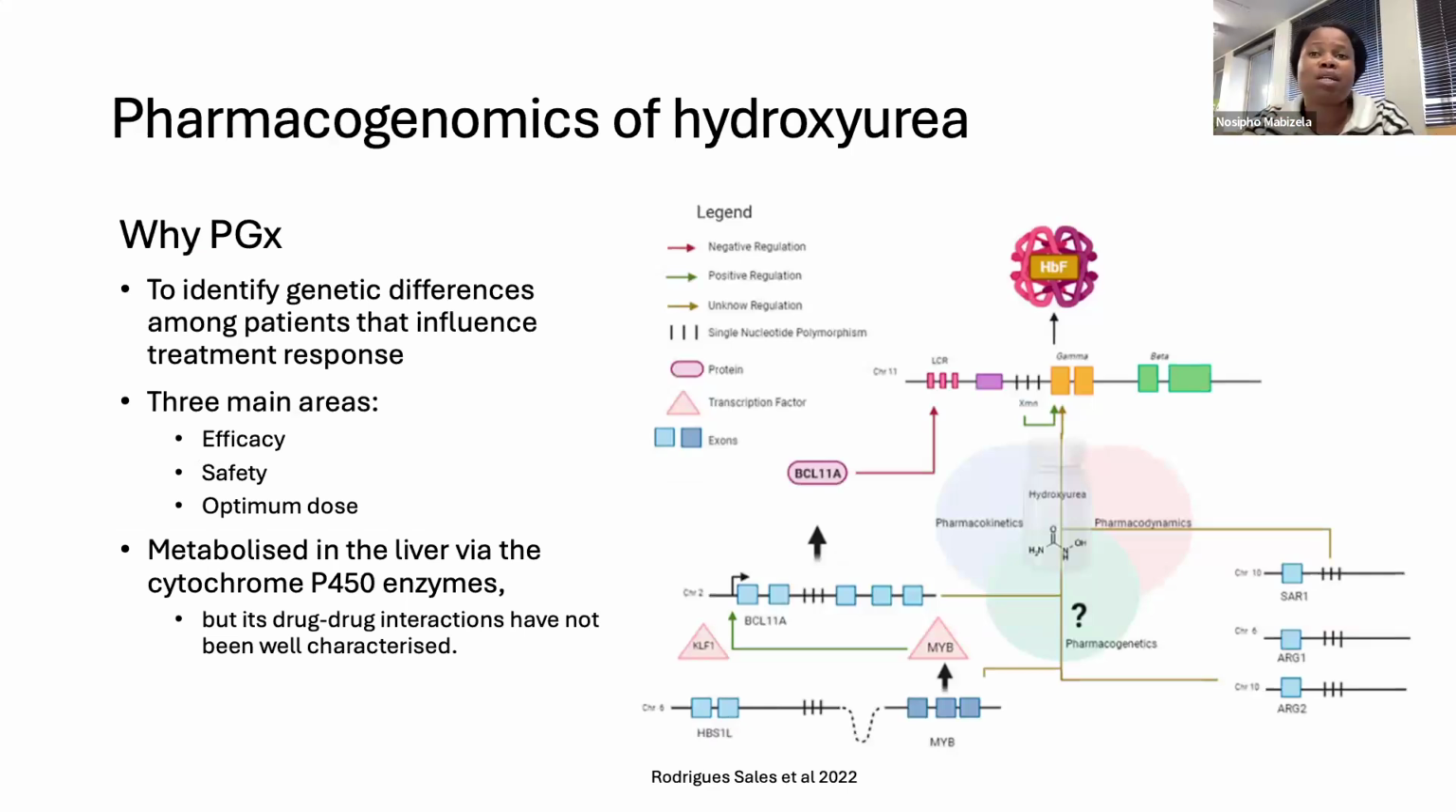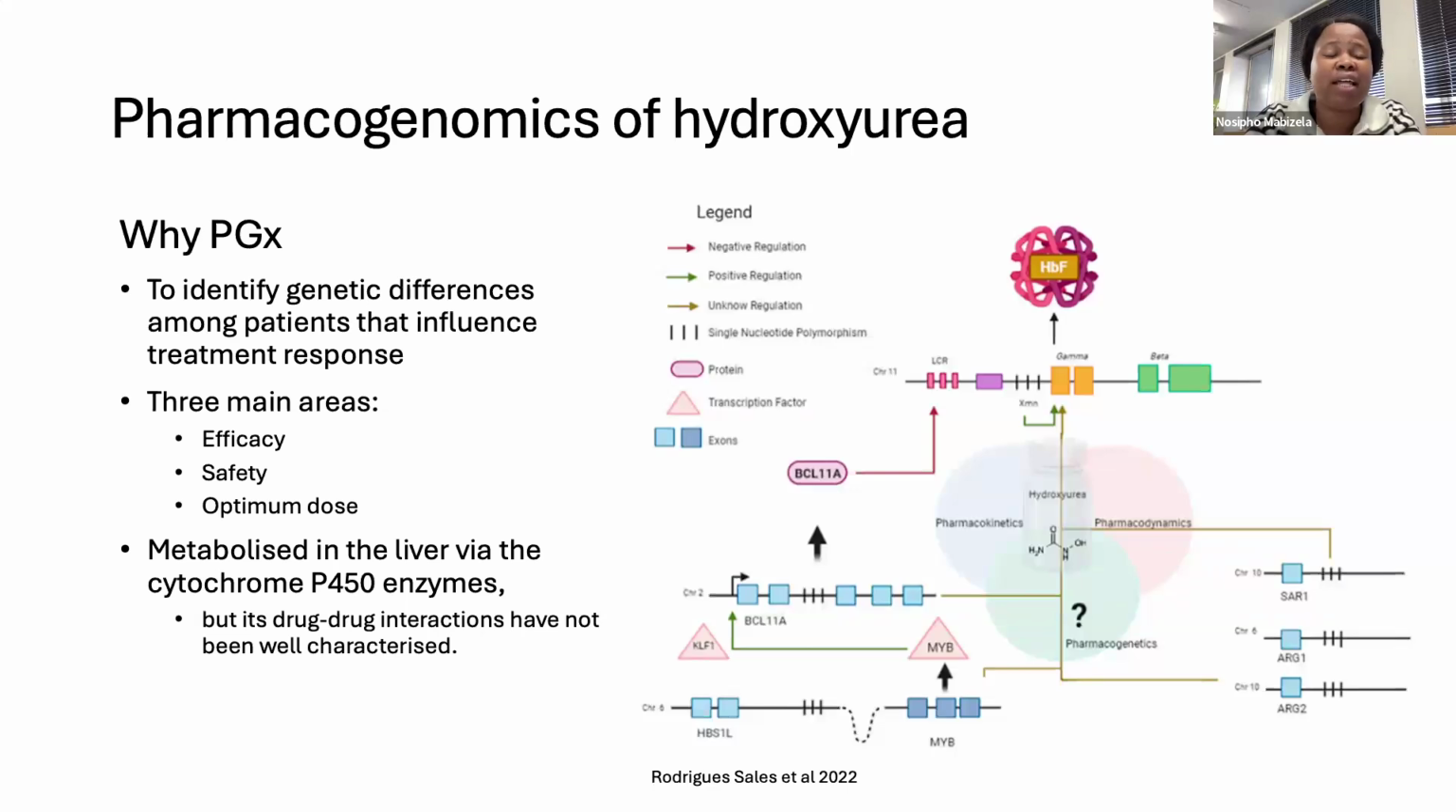So why pharmacogenomics in sickle cell disease therapeutics? I think we all know that we want to do pharmacogenomics because we want to identify the genetic variants that are different among patients and influence the treatment response. And it's important for us to look at three main areas: efficacy, safety, and the optimum dose. We also want to look at the cytochrome P450 enzymes, which are responsible for drug metabolism. This is not yet well studied in hydroxyurea, specifically for sickle cell disease.